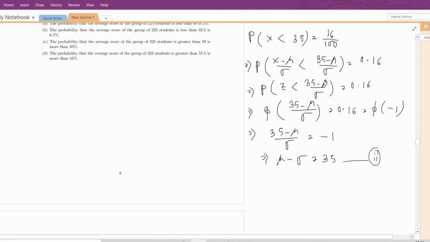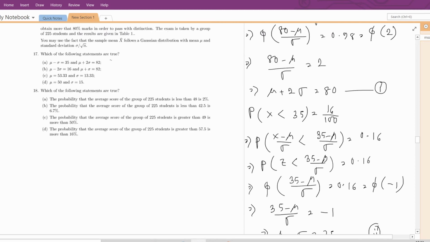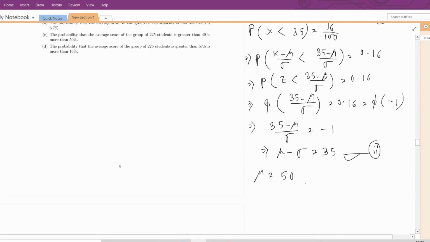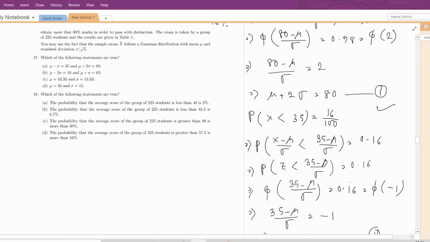It is number 2. So the question number 17, first two options are not true. So let's see what is the value of mu and sigma. If you solve equation 1 and equation 2, you will get mu equal to 50 and sigma equal to 15. So the correct option is option D.